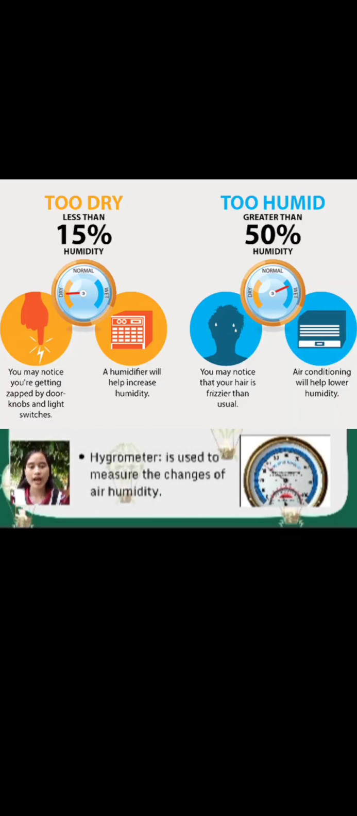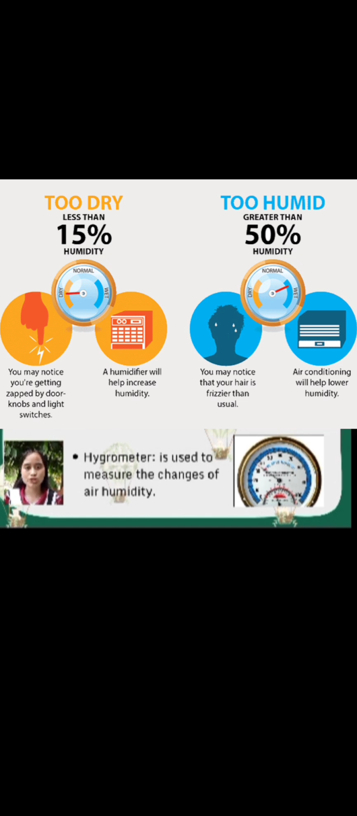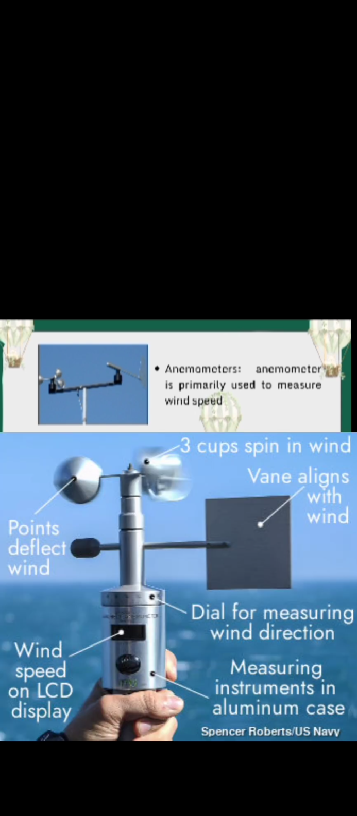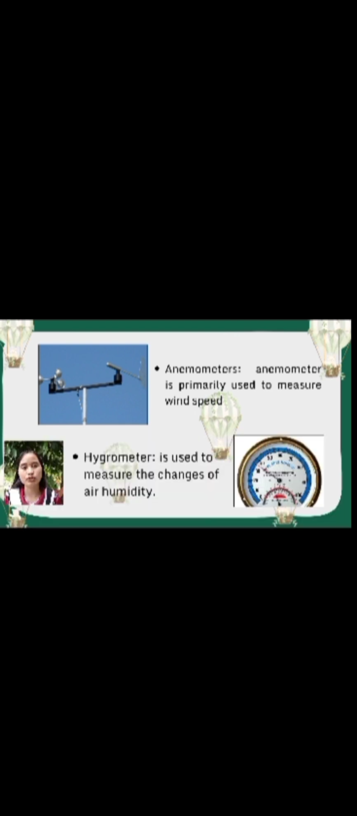The third instrument is the hygrometer. A hygrometer is a meteorological tool that measures the changes of humidity in the air. The fourth instrument is the anemometer. It is primarily used to measure the wind speed, which is very important for weather forecasting because it allows meteorologists to predict weather patterns, identify potential storms, and also to assess the severity of wind gusts.